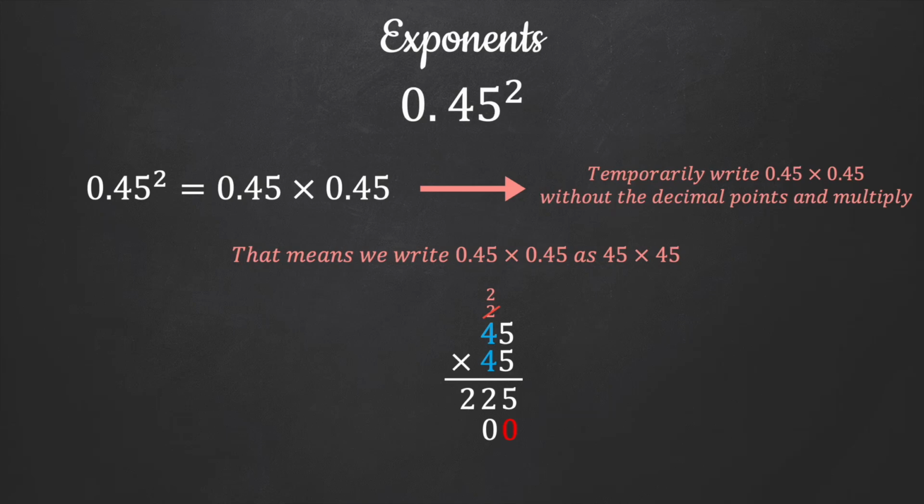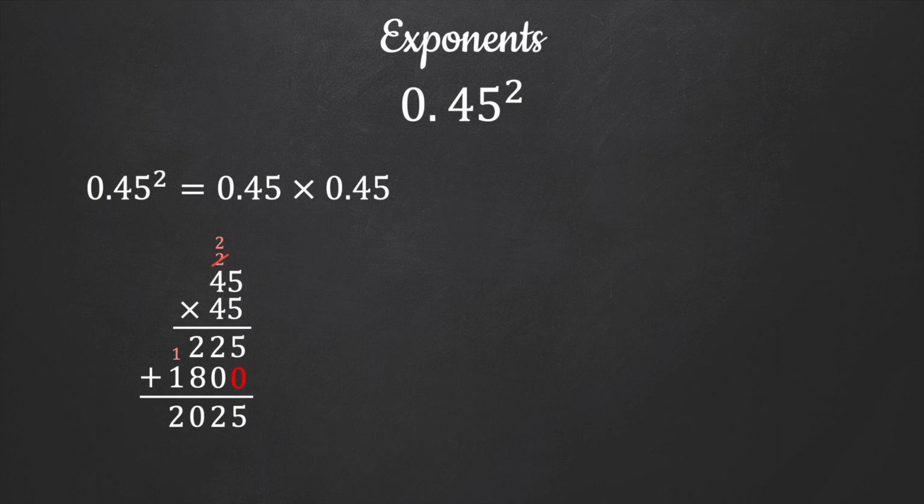Don't forget to add the 2, and then we get 18. So let's go ahead and now add. 5 plus 0 is equal to 5. 2 plus 0 is equal to 2. 2 plus 8 is equal to 10. Bring down the 0, carry over the 1. 1 plus 1 is equal to 2. And so that means that 45 times 45 is equal to 2025. Now let's go ahead and revisit our decimals.